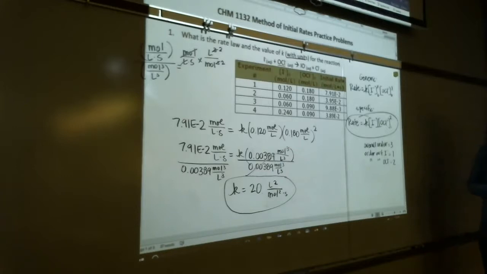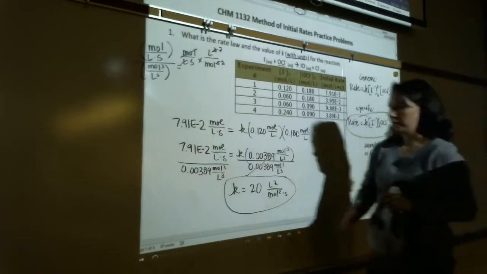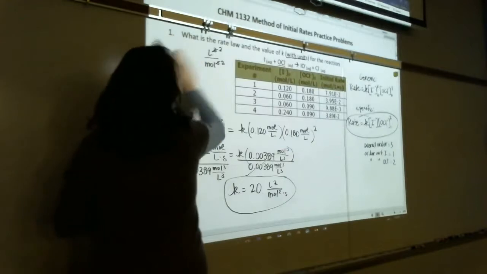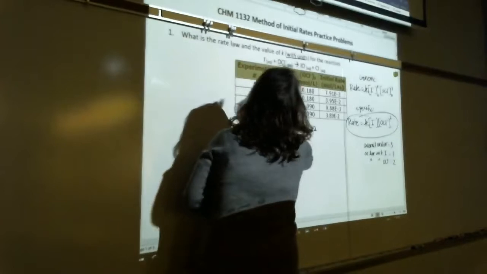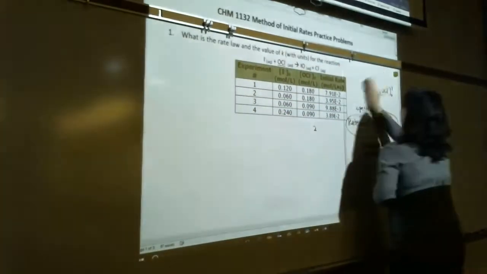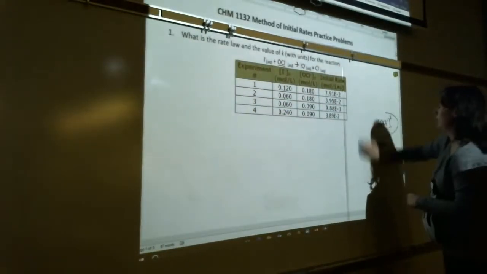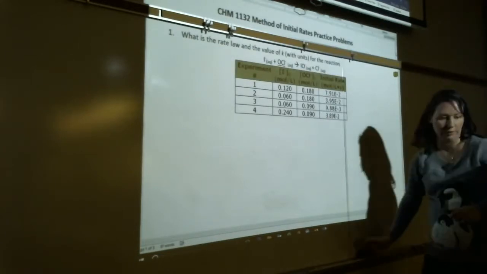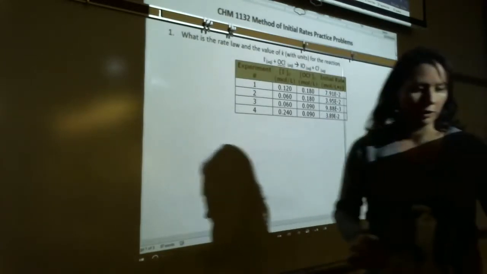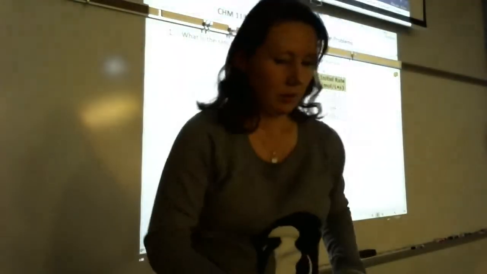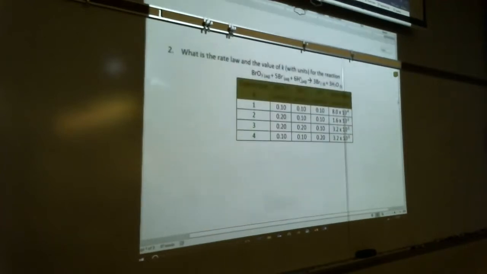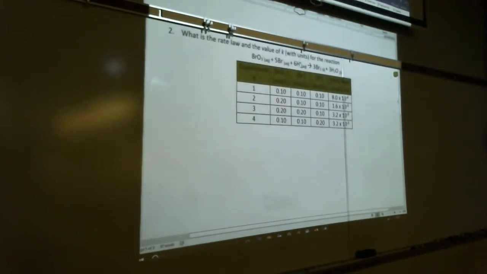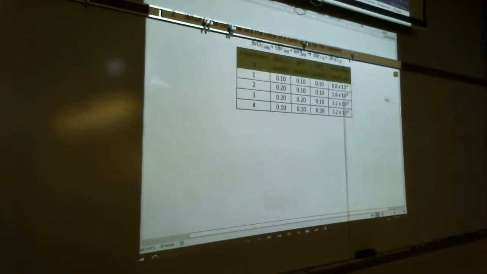How are we feeling on this one? All right. Let's move on to number 2. Number 2 is asking us to do the exact same thing. We've just got more information this time. Okay, so I don't want to lose that. That's number 1. I'm going to scan it and post it online for you to look at that way. All right, so here we've got 3 reactants we're dealing with, right?